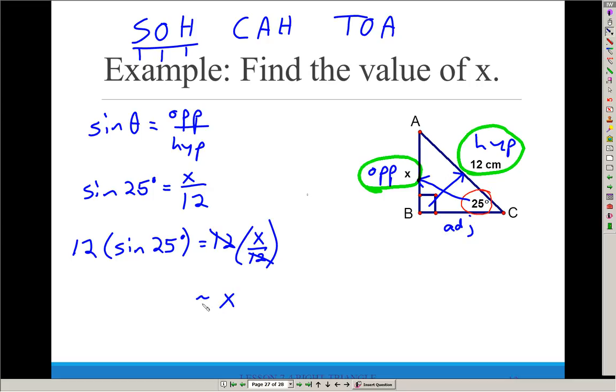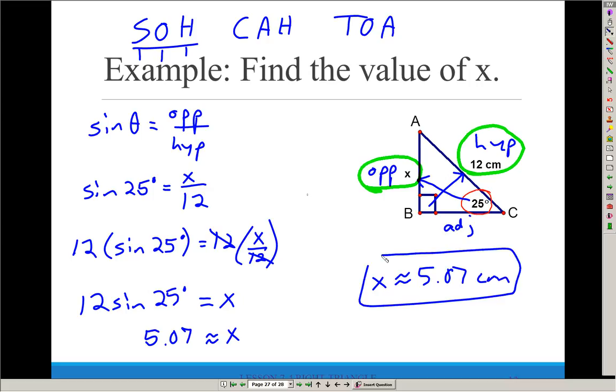X is approximately, and now this is where we're going to punch it in. Actually, let's not punch it in just yet. Let me write one more step here. X equals 12 times sine of 25. Now punch it in. I'm going to put approximately. When you punch 12 sine 25 in the calculator, you get, and what do they want? Nearest hundredth maybe? Nearest hundredth would be 5.07. So 5.07 is how long x is, and our unit is centimeters, so let's say 5.07 centimeters.